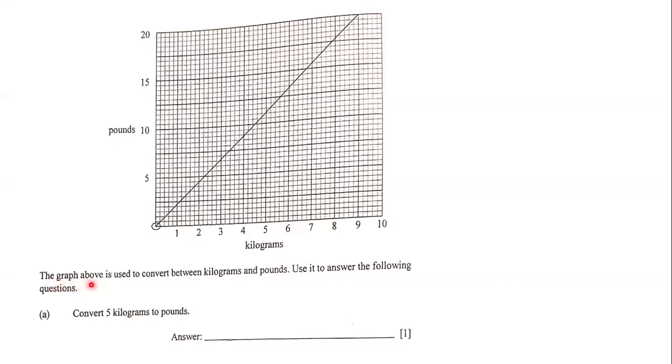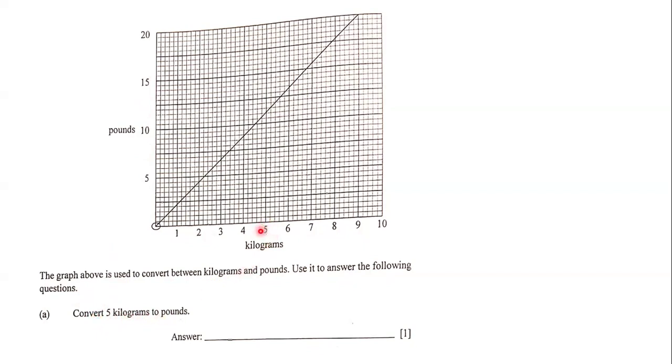The graph above is used to convert between kilograms and pounds. Use it to answer the following questions. The first question states: convert 5 kilograms to pounds. Notice that on the x-axis we have kilograms and on the y-axis we have pounds. Here the question wants us to convert 5 kilograms to pounds.